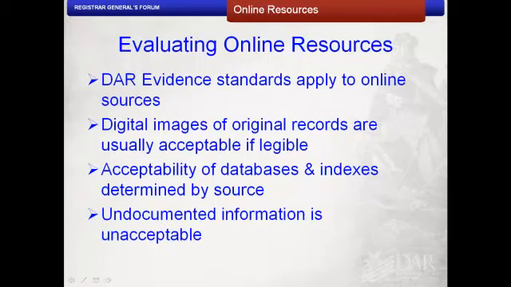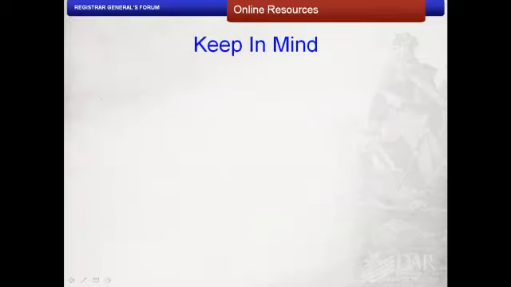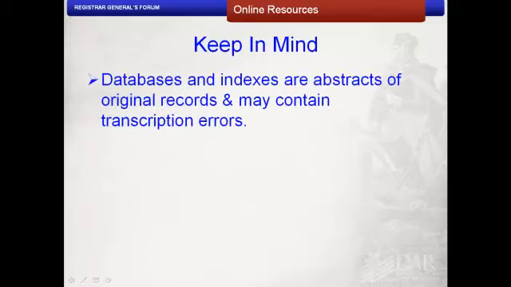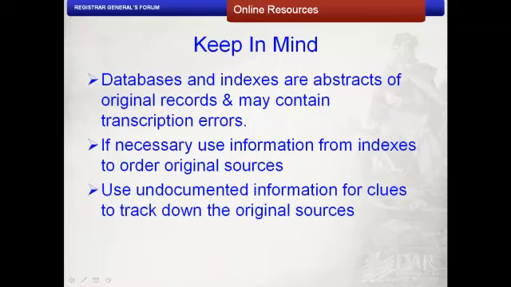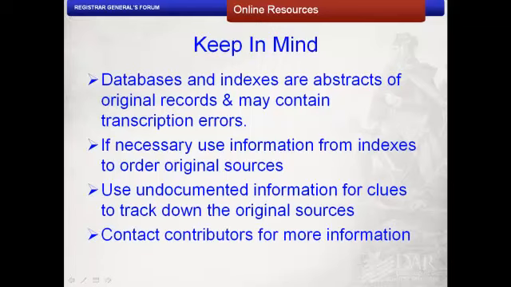Undocumented information is not acceptable. There are many things to keep in mind while evaluating Internet sources for DAR acceptability. First of all, databases and indexes are comprised of information abstracted from original records and may contain transcription errors. If necessary, use information from databases and indexes to order original records. Use undocumented information for clues to track down original sources, and contact contributors of undocumented material for their sources.